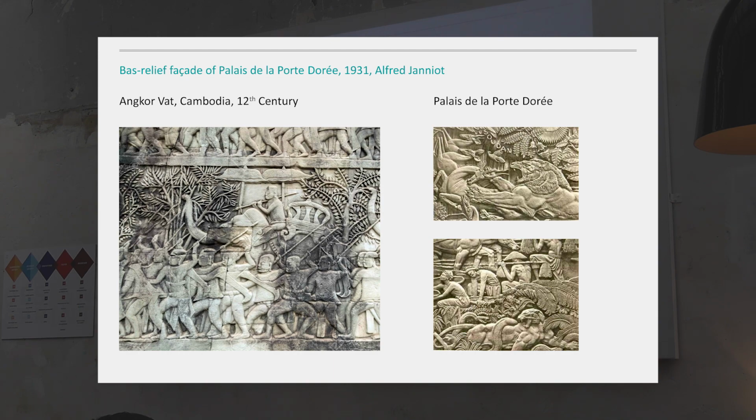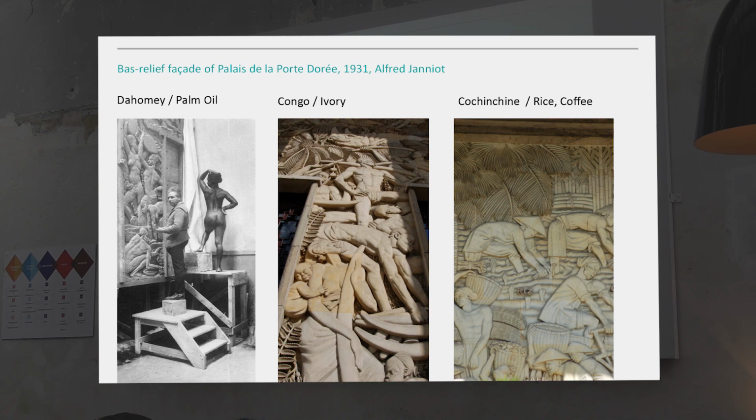These are 2 pieces of the elaborate composition that he created, combining images of plants and animals from the Museum of Natural History with photographs of people in local costume and live models that were brought to Paris. On the left is Janiot working on a panel about Dahomey, which is the modern Benin, one of his models.